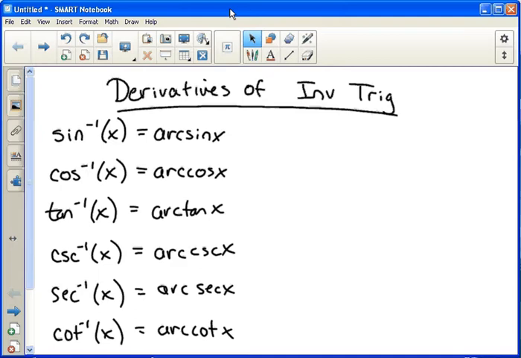Sine to the negative 1 of x equals arcsine of x, or this is the inverse sine. Both of those are the inverse of sine, the opposite of sine. Cosine to the negative 1 of x equals arc cosine of x, and so on. Those are all identical. I'm going to tend to use the arc sine and the arc cosine and the arc tangent. And the reason for that is normally negative 1 means 1 over that.